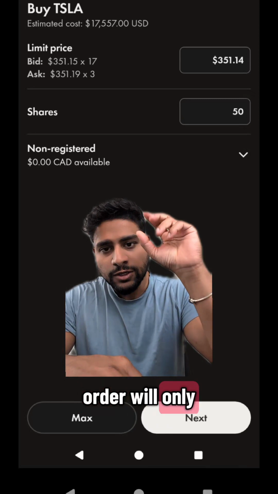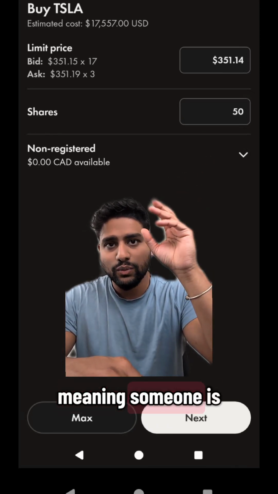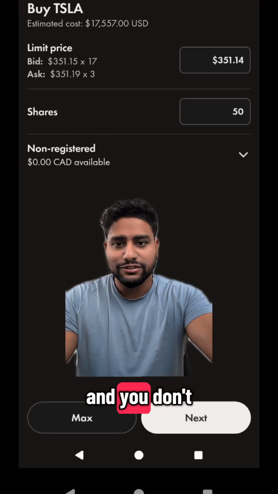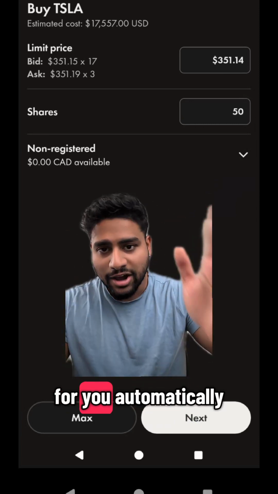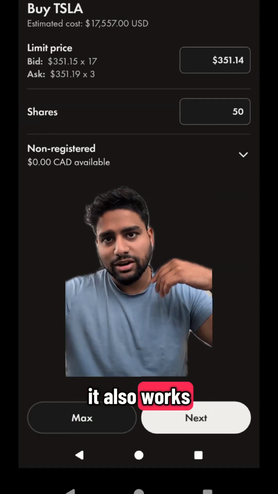And the order will only go through when it hits 350, meaning someone is willing to sell to you at $350 a share. And you don't have to be on your phone all the time to check the price. If it hits 350, it'll do it for you automatically. That's the beauty of a limit price. It also works the other way around too.